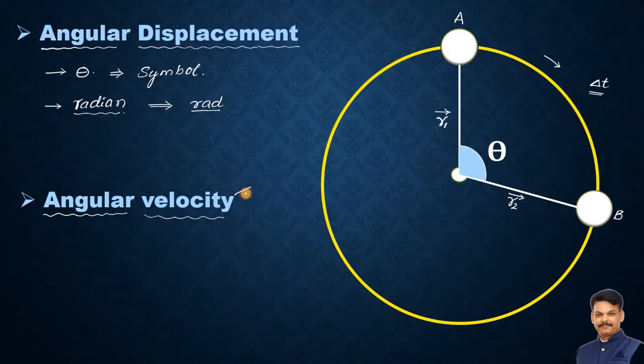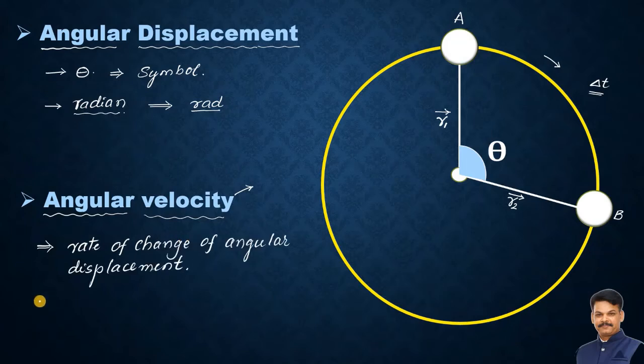We know what is velocity. Velocity is rate of change of displacement. In the linear motion, velocity is rate of change of displacement. But here it is not the linear motion. It is the case of circular motion. Therefore, angular velocity is related with the angular displacement, right? Hence, angular velocity is defined as the rate of change of angular displacement.